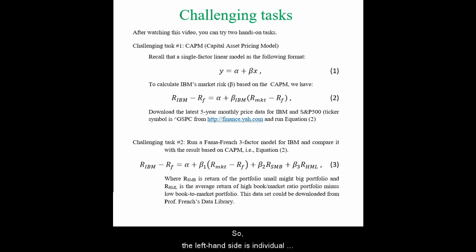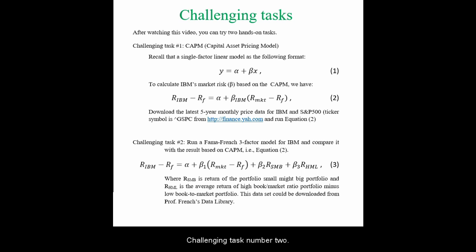The left-hand side is the individual stock's risk premium. On the right-hand side, x is the market risk premium. Download the latest 5 years of monthly data for IBM and for the S&P 500 from Yahoo Finance. Then run regression number 2.